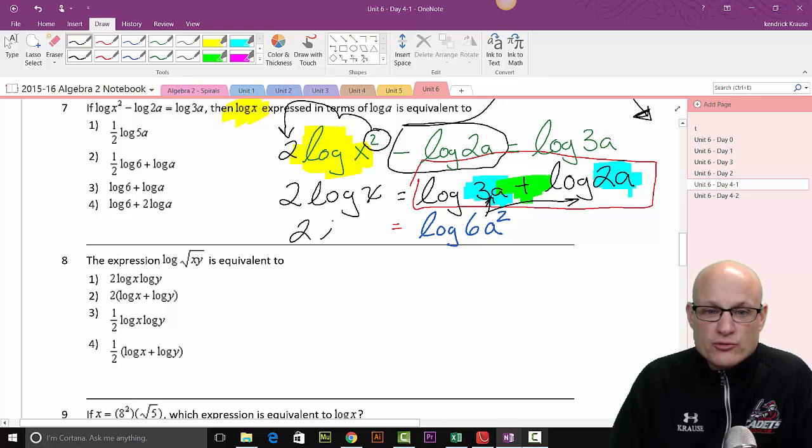And this is equal to 2 log x. Well, where does this 2 go? Oh, yeah, that's right. It goes here. So we got 2 log x.